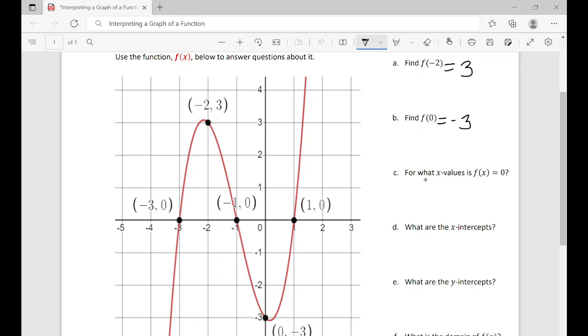Next, for what x values is the function equal to 0? So when is f of x equal to 0? Remember, f of x is just another way of saying y. So when is y equal to 0? So y is 0 on the x-axis. So we can see that we are having 1, 2, 3 values that give us y equals 0. And those values are -3, -1, and +1. 1, -1, and -3.